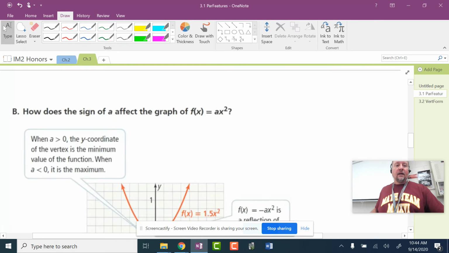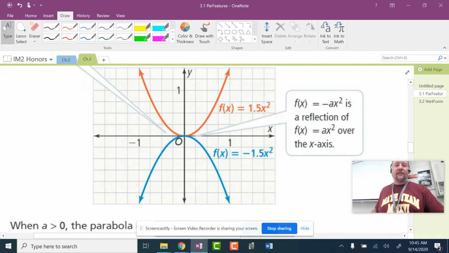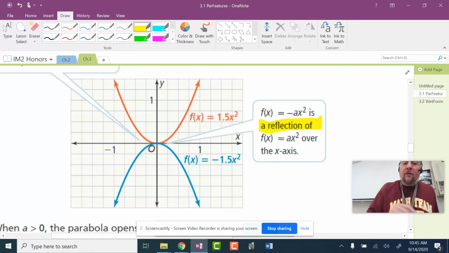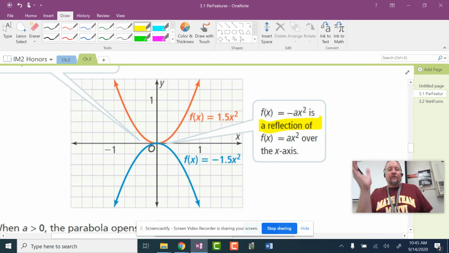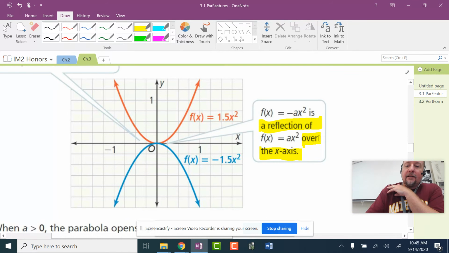Okay. How does a sign affect a of x squared? Let's just take this down. When a is negative, you don't think of stretches or compressions. It's a vertical reflection over the x-axis, or just say reflection over the x-axis. So a reflection over the x-axis is the term that you want to use on this.